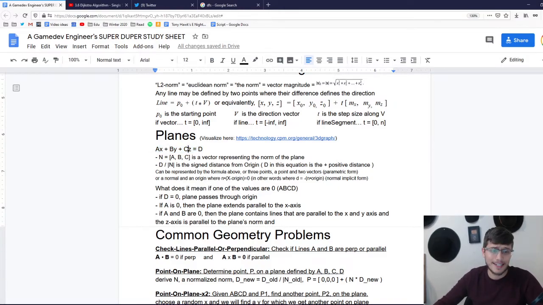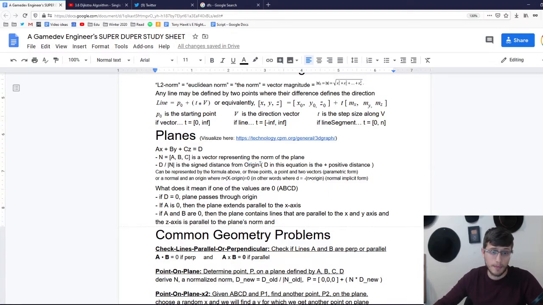A, B, and C form a vector which represents the norm of the plane. D, divided by the magnitude of that norm, is the signed distance from the origin to this plane, the shortest distance from the origin to a point on this plane.